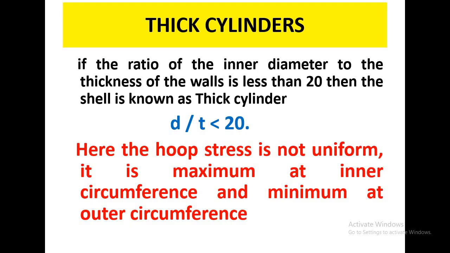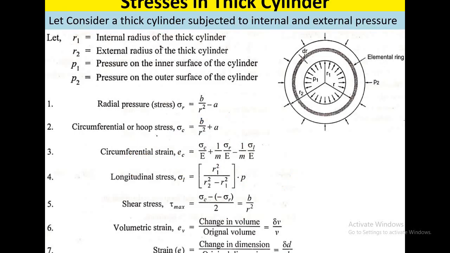And coming to the thick cylinder, here the ratio for the arrangement is less than 20. That is, when the D by t ratio is less than 20, it is going to be a thick cylinder. So here the hoop stress is not uniform. It is maximum at the inner circumference and minimum at the outer circumference.